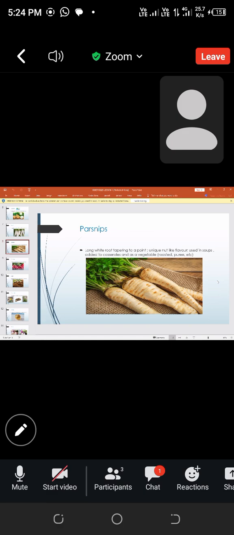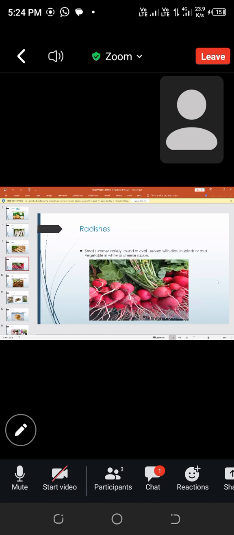I'm having a challenge with the screen. Yeah, so you can all see the radish. These are small summer varieties, round or oval, and they are served with dips and in salad, or as a vegetable in a white or cheese sauce. So they are used to accompany the cheese sauce or the white sauces.